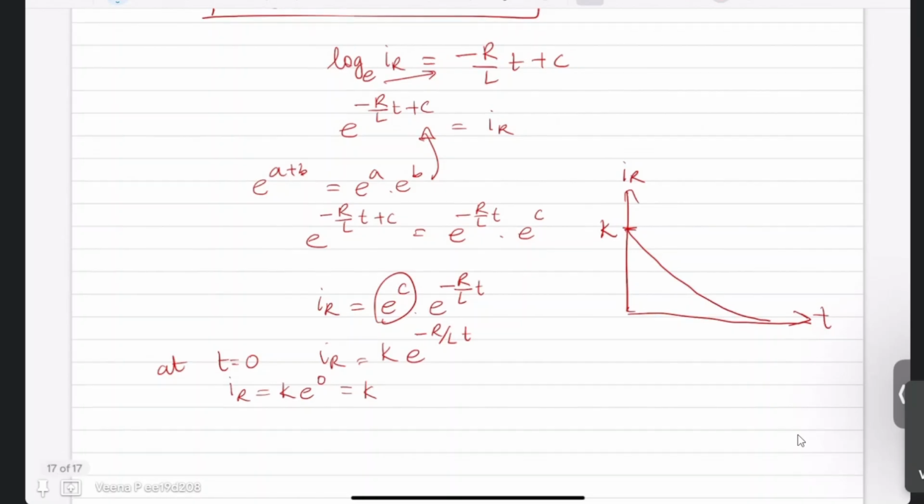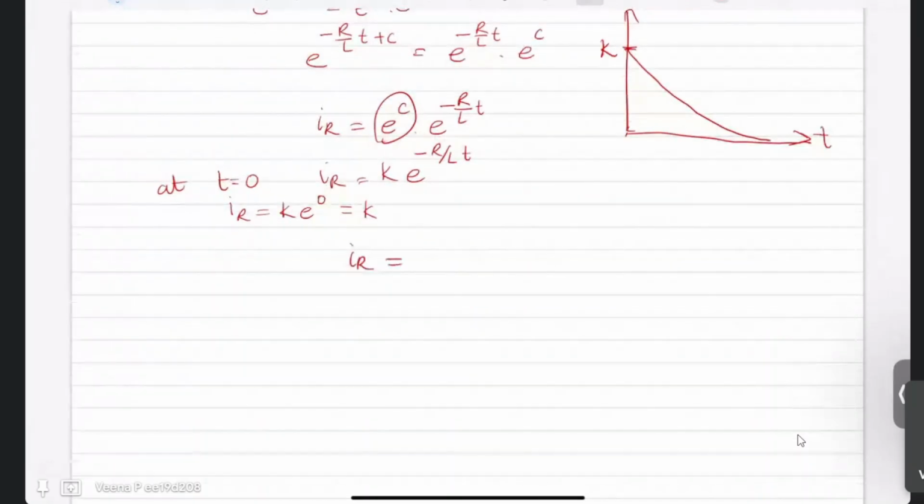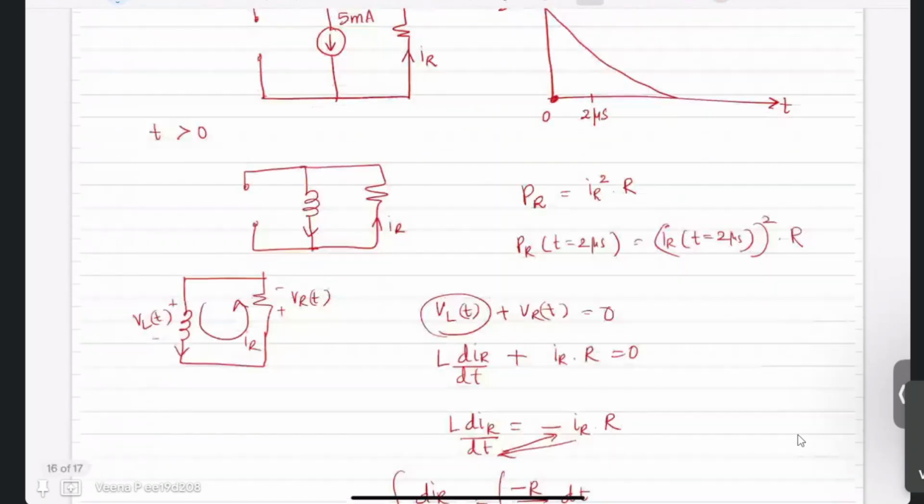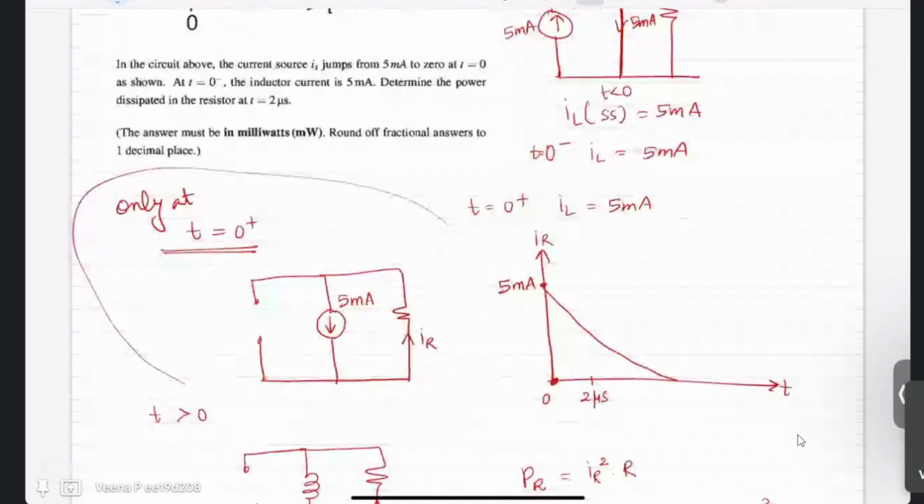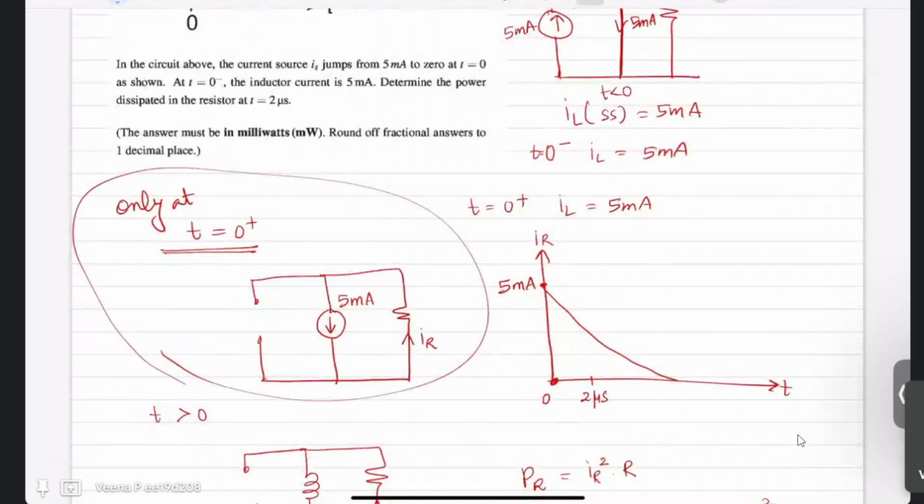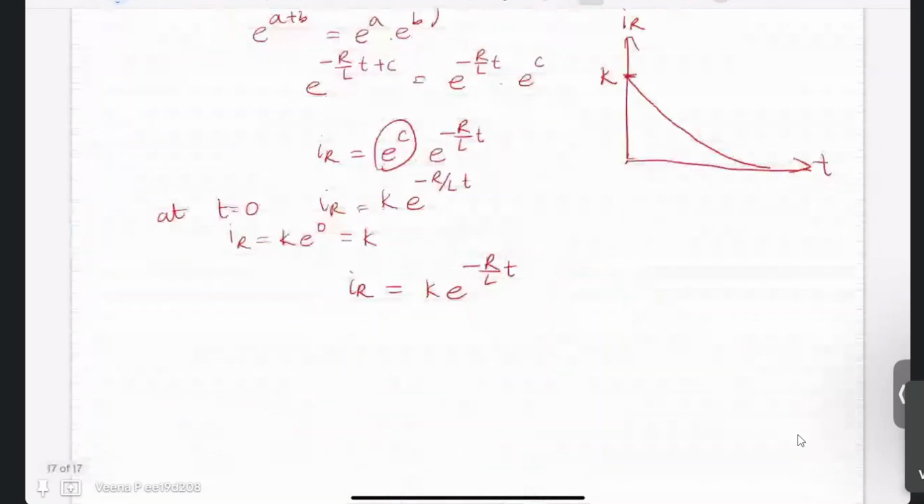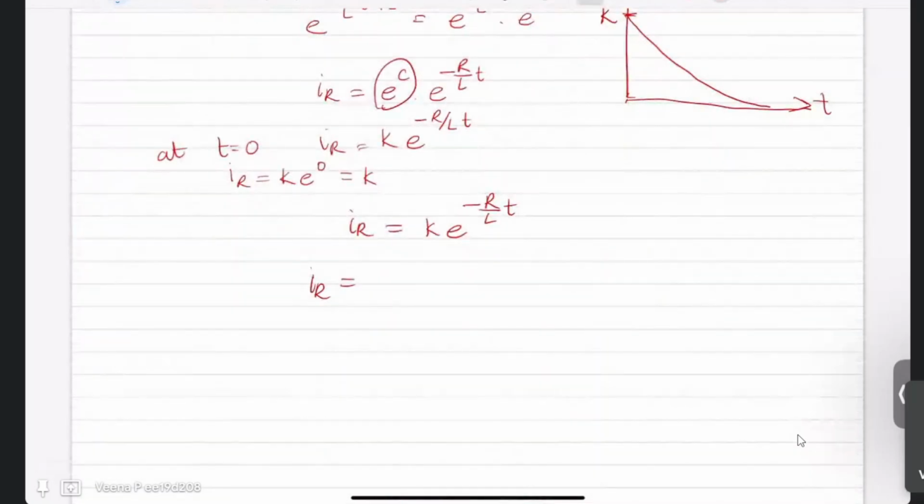Now you got the general expression of your resistor current. IR is a constant times e raised to minus R by L t. Now what is this constant? That you already know. You draw the equivalent circuit at t equal to 0 plus and you obtain that value, which is 5 milliampere. So your value of resistive current is now 5 e raised to minus R by L t, that much milliampere.